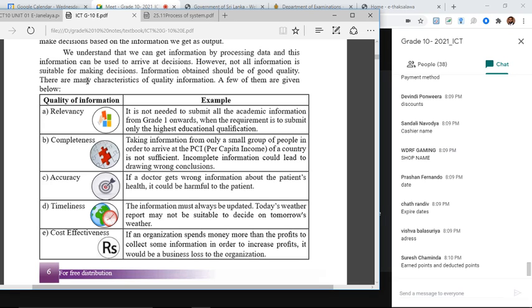Now you all know information. What is information? Information means processed data. When you consider processed data, it must be good quality. To make it good quality, these characteristics must be there. It must be relevant. It must be complete.